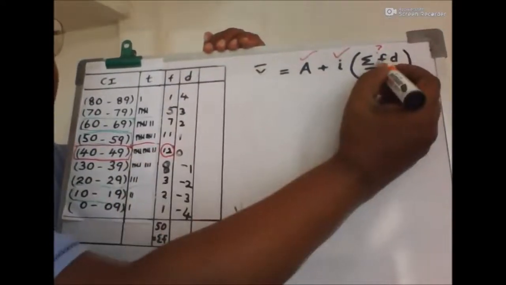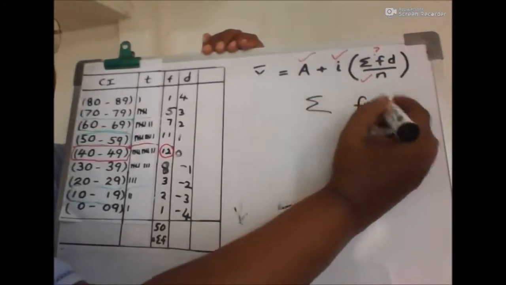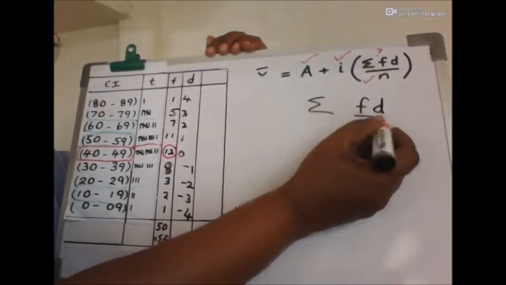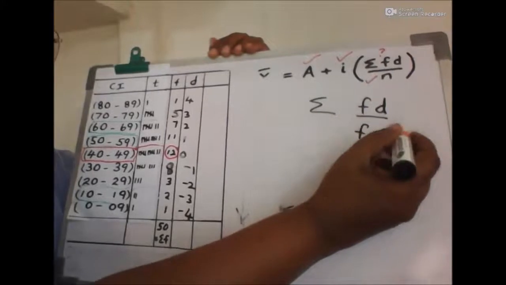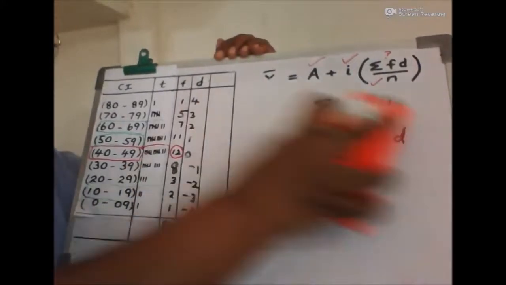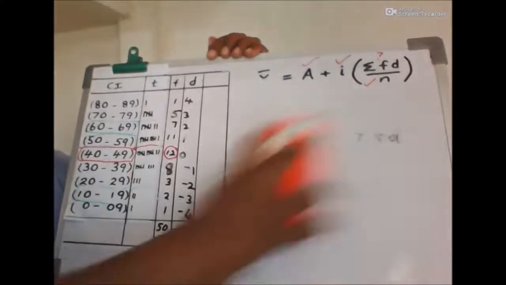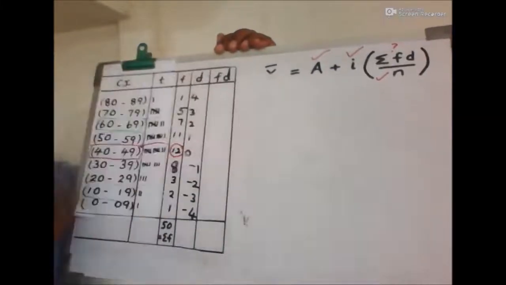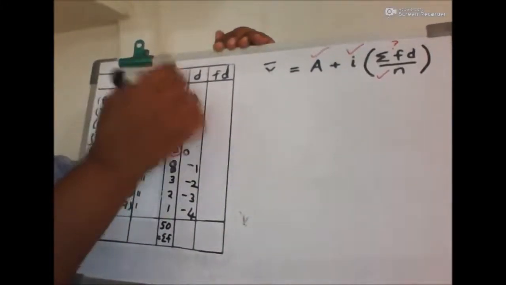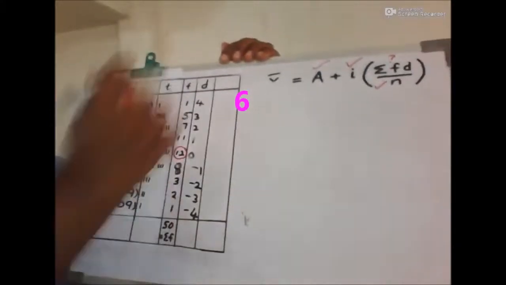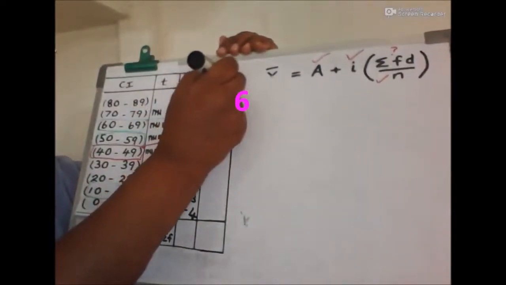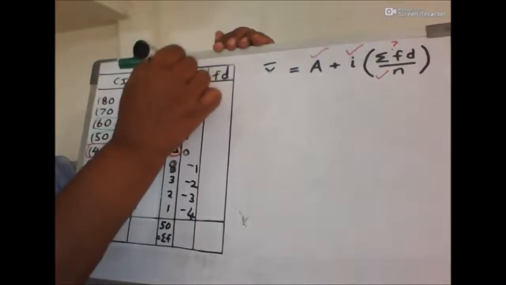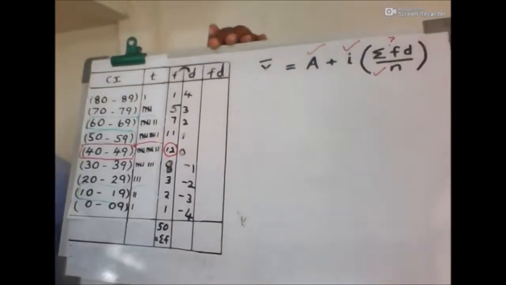Now we need summation FD, the total of FD. Not only F, not only D. FD means F multiplied by D. So we have to get that one. We write FD here, and we multiply these two columns.